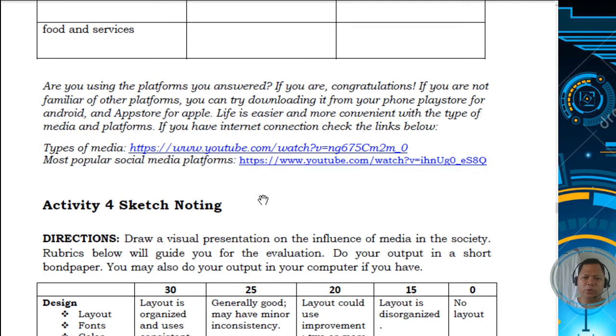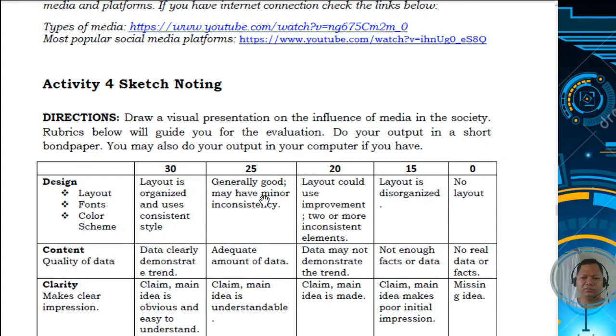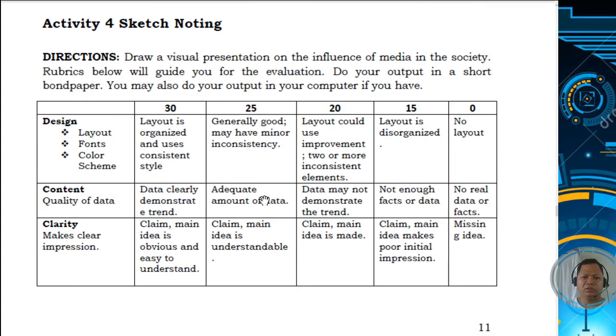Next, activity 4, sketch noting. Directions: draw a visual presentation on the influence of media in a society. The rubrics below will guide you for evaluation. Do your output in a short bond paper. You may also do your output on your computer if you have one. Here you will draw something based on the influence of media in society. I want you to show your creativity.